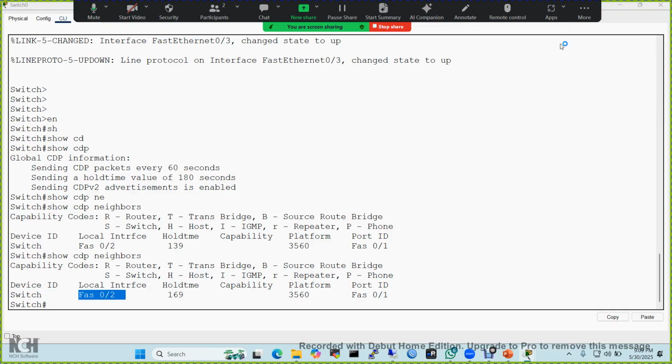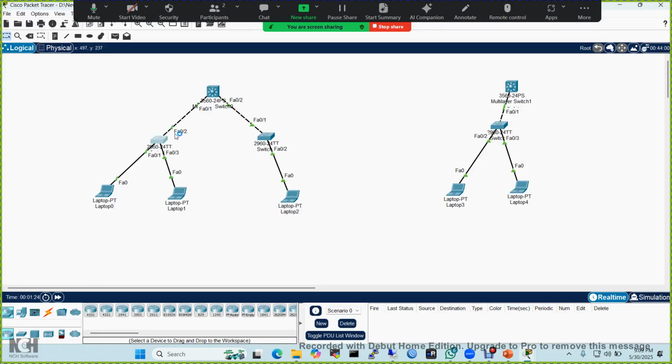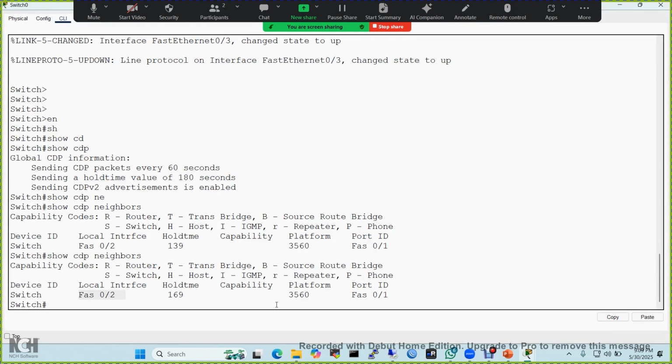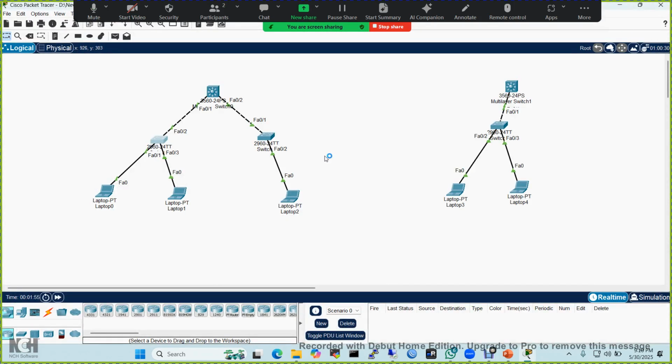If we go there, we can check that this port is 0/2, isn't it? FA 0/2, and that switch port number is FA 0/1, isn't it? Yes. If we look here, that switch port number is FA 0/1. This is the use of LLDP and CDP. CDP and LLDP are used to check my neighbors, to discover who is connected with this switch.